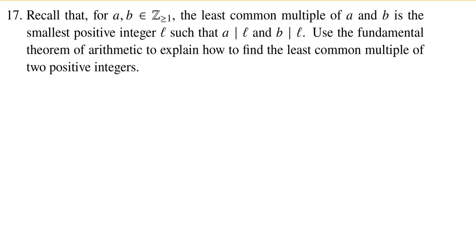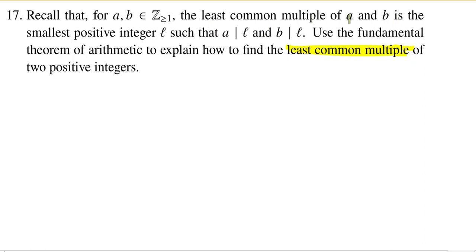And this is very similar to a problem we had on the previous Superquiz, where we were asked to show how to use the fundamental theorem of arithmetic to find the greatest common divisor of two positive integers. And here we're just replacing greatest common divisor with the least common multiple. So the idea of the argument is going to be the same. Of course, we have to know what least common multiple means, and we give the definition here.